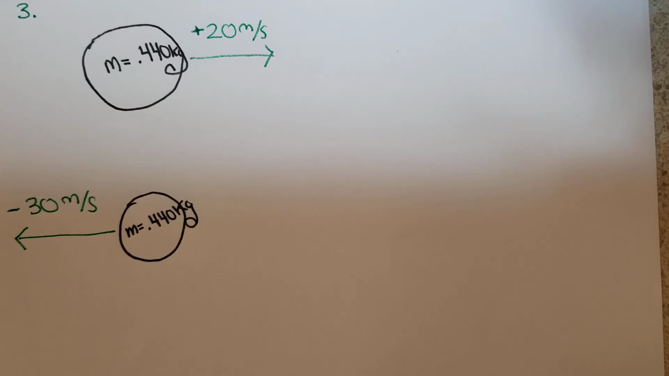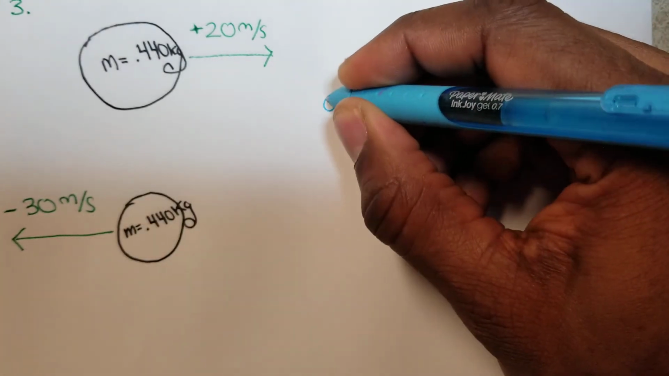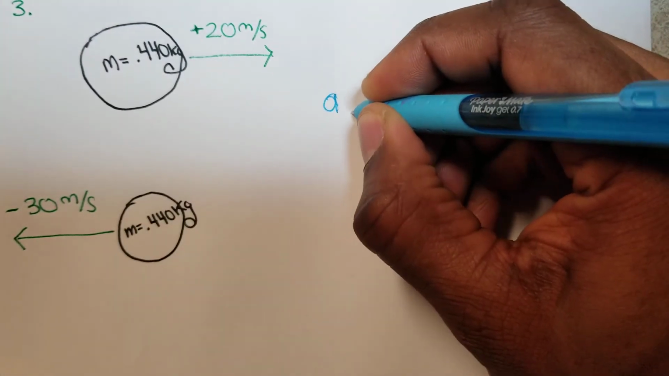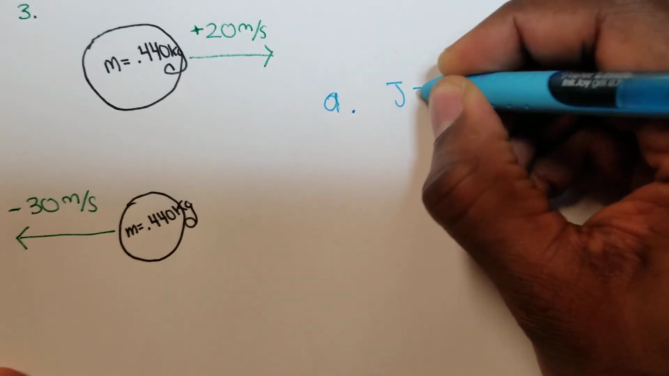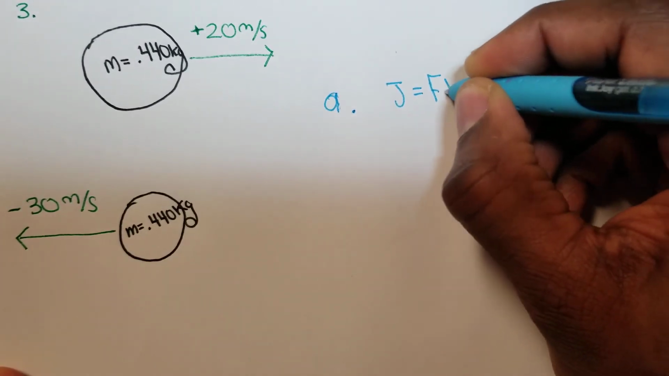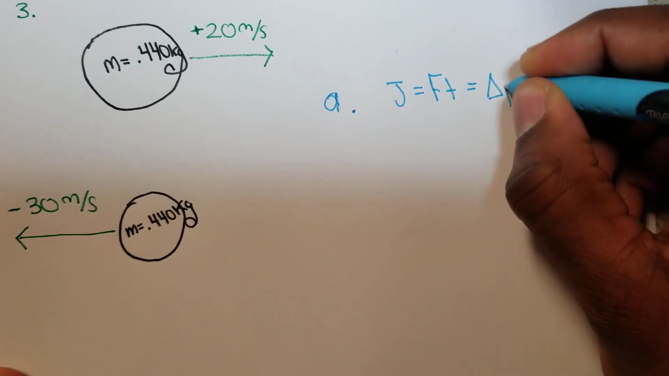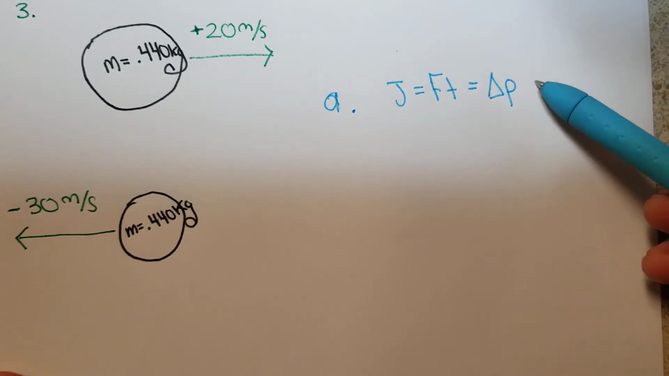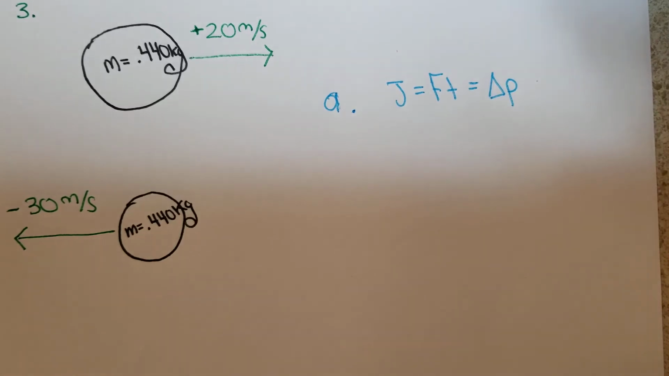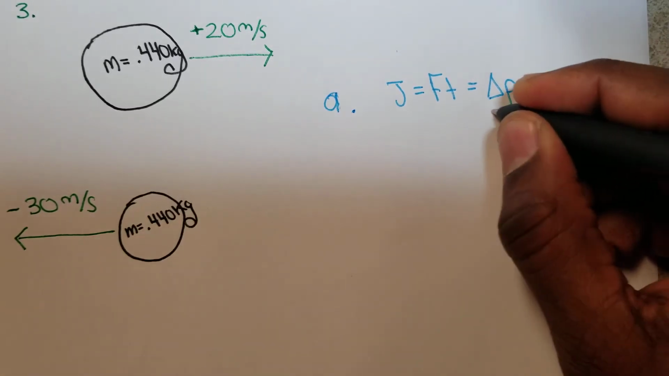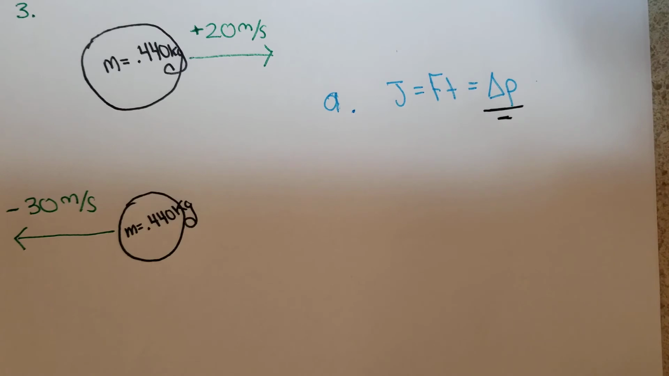And part A wants to know what is the impulse that acts on the ball. So A wants to know what's the impulse. So we have a few equations for impulse. We have force times time, and we also have change in momentum. I'm going to use this change in momentum formula, because that we can find.